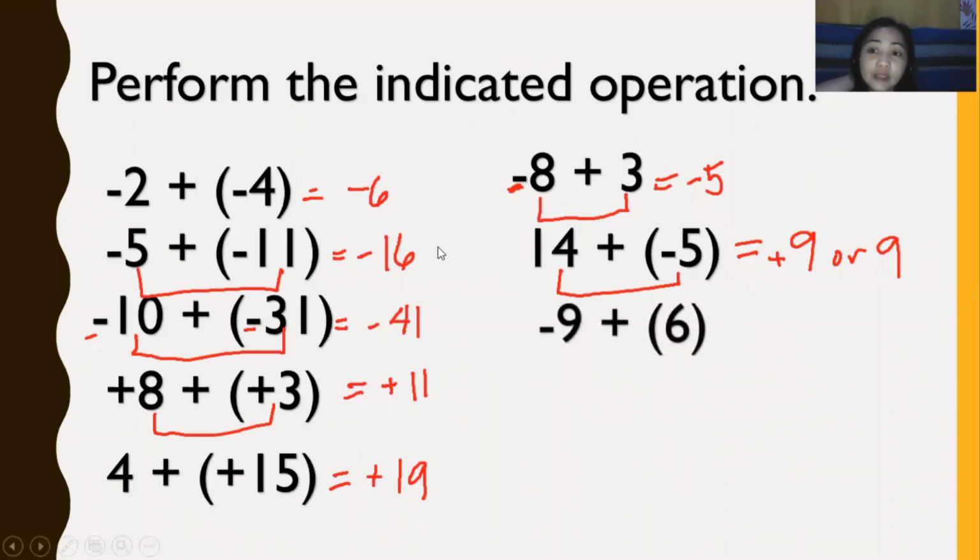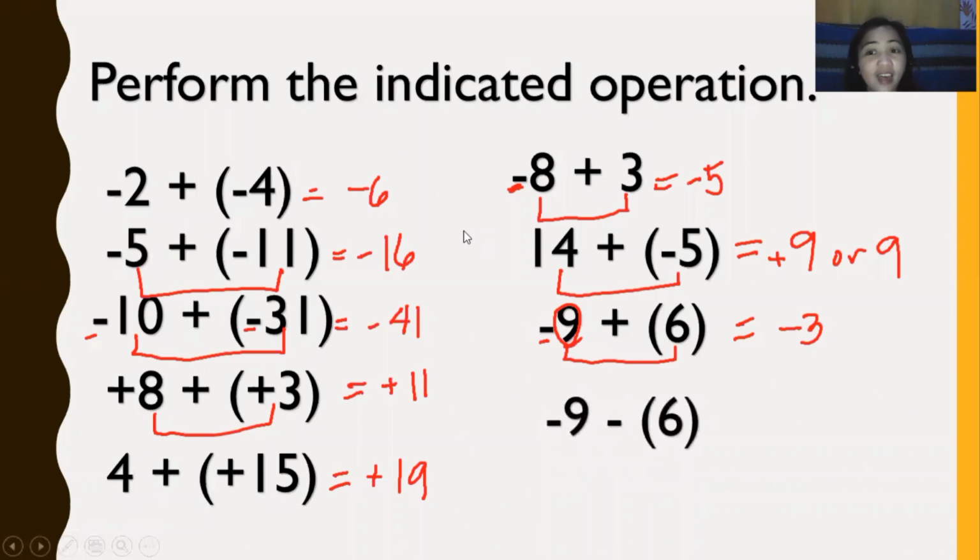And the next example is negative 9 plus 6. Subtract the numbers. 9 minus 6 is 3. Copy the sign of the larger digit, and the larger digit is a negative number. Therefore, the answer is negative 3.